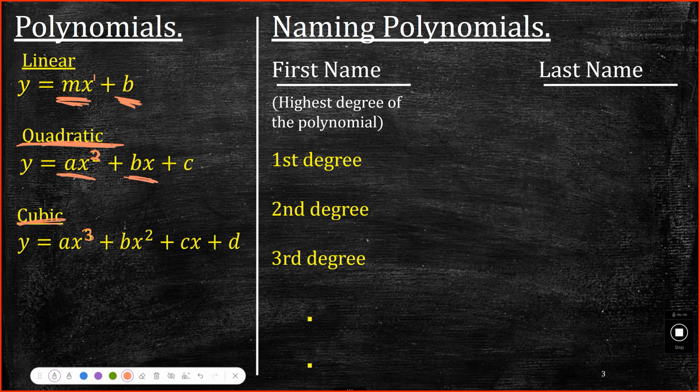1, 2, 3 possible terms. How many terms can we have for a cubic? Possible? 1, 2, 3, 4. But you don't have to have all 4 of them, or all 3, or all 2. You can just have 1, you can have 2, you can have 3, and we'll do examples in a minute. So the last name is the number of terms.